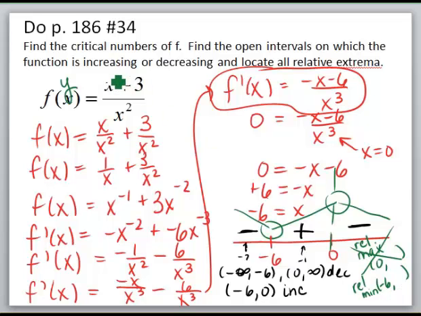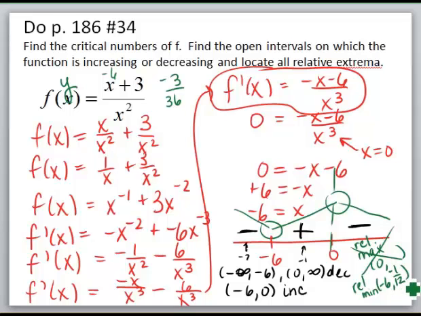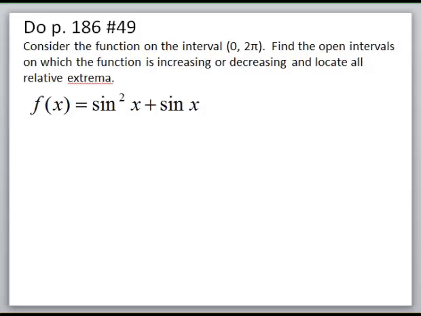Then I'll plug in negative 6. Negative 6 plus 3 is negative 3. Negative 6 squared is 36. That gives me a negative 1/12. So I'm going to really have a relative min on this problem. I'll go ahead and get started on this problem, and I'll have to finish it in the next video because it is a little bit longer.